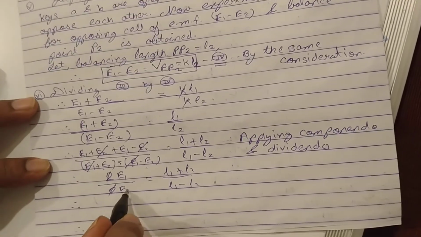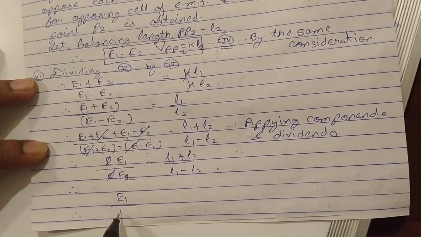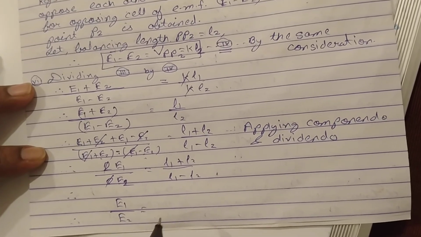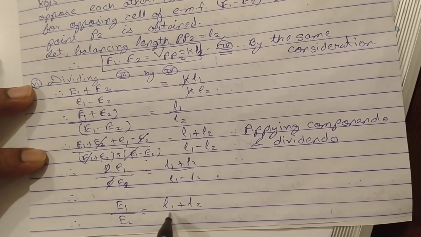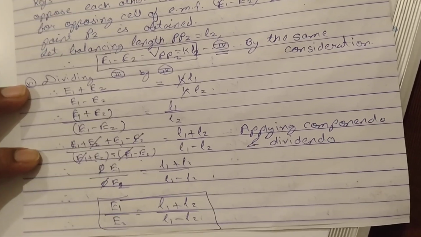2 gets cancelled. So students, by using the sum and difference method, we can compare the EMFs of two cells by this formula. Thank you very much.